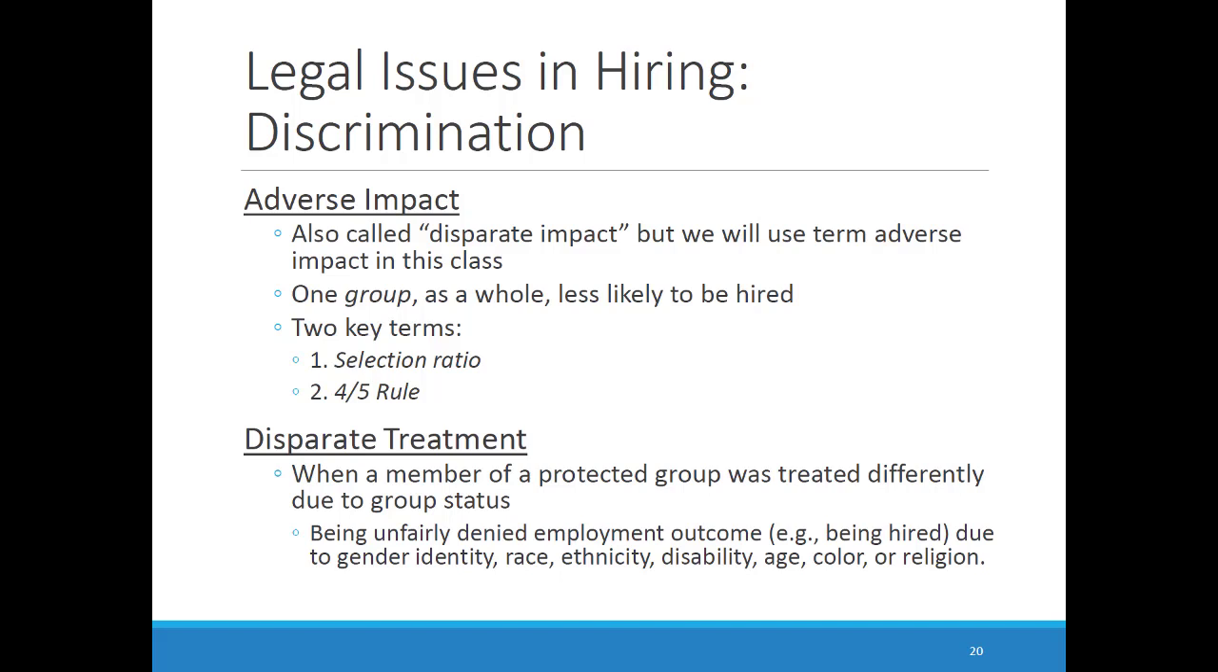The second form of discrimination that we'll talk about is called disparate treatment. And this is a little bit more straightforward than adverse impact, and we won't spend a lot of time talking about it because it's straightforward. But disparate treatment is when a member of a protected group was treated differently due to their group status. So this is like when one person feels that they were unfairly denied an employment outcome, like being hired or being promoted or any of those employment functions, due to their gender identity, their race, ethnicity, disability, age, skin color, religion, or national origin. So I think when we think generally about discrimination happening in organizations, we probably tend to think more about disparate treatment. And so we're going to talk more about adverse impact next.